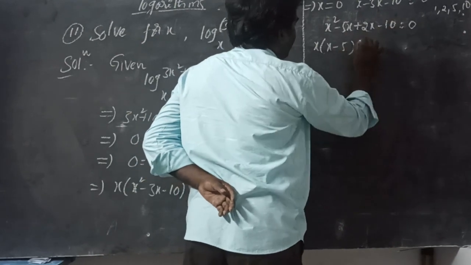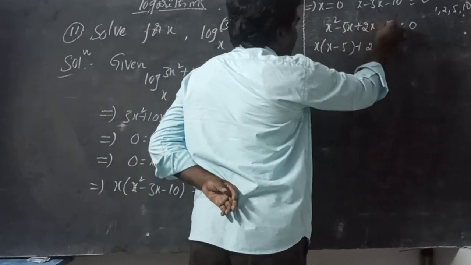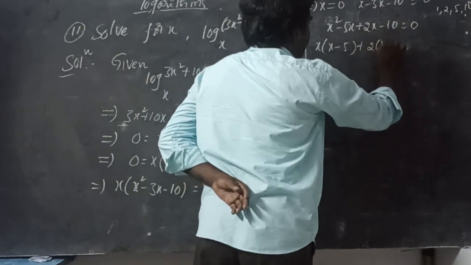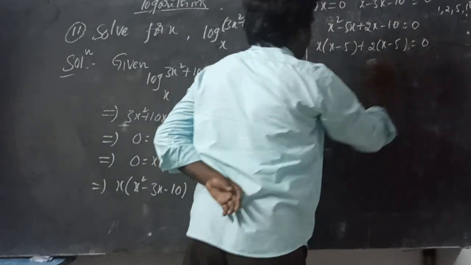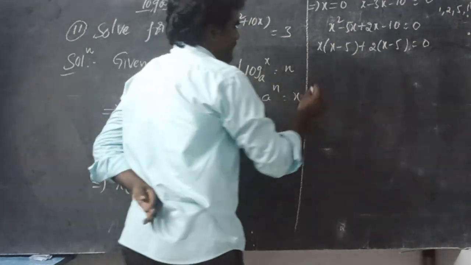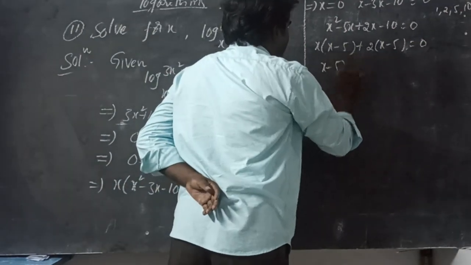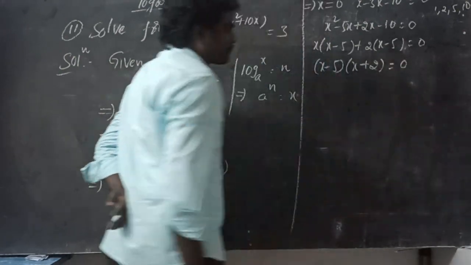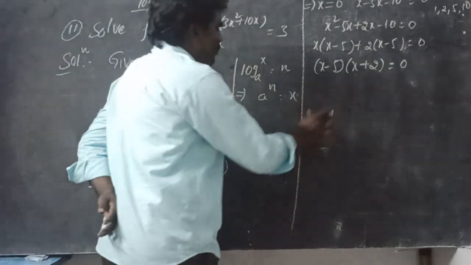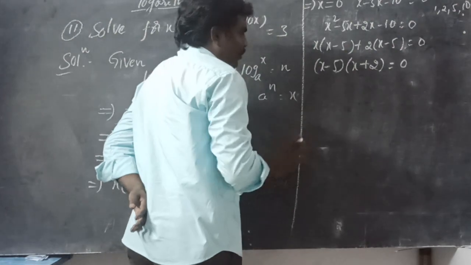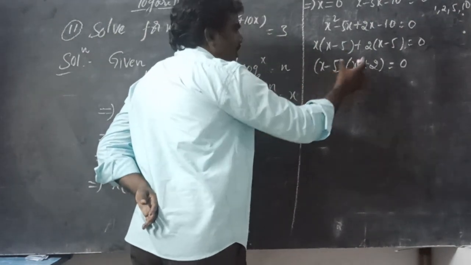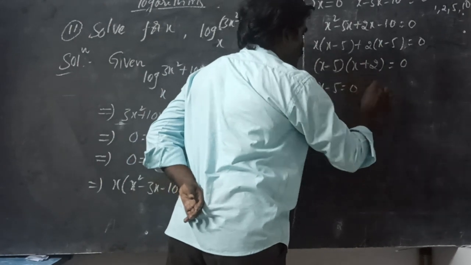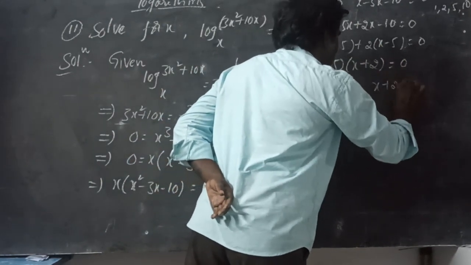In these two terms, what is the common factor? 2. 2 into x, 2 into 5. So 2 of (x − 5) is equal to 0. In this total, what is the common factor? x − 5. So (x − 5)(x + 2) is equal to 0. The product of two polynomials is 0, so either the first polynomial is 0 or the second polynomial is 0. So x − 5 is equal to 0, or x + 2 is equal to 0.